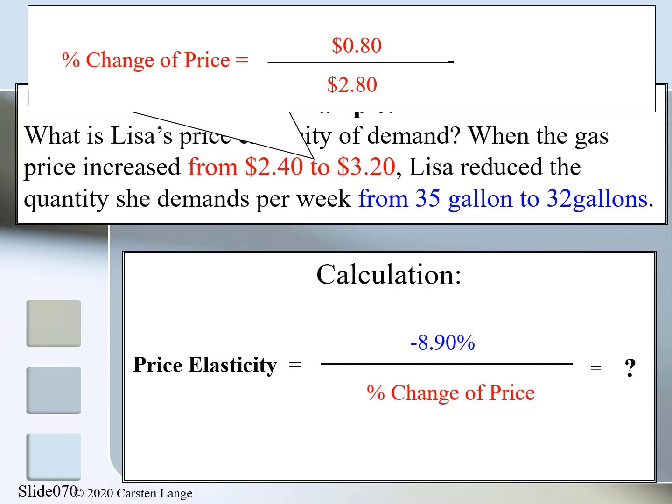0.80 divided by 2.80 gives 0.2857. To turn this value into a percentage value, shift the decimal point 2 units to the right. And the result is 28.57%. Write it down on a piece of paper for the final calculation. We will substitute it here in the formula.